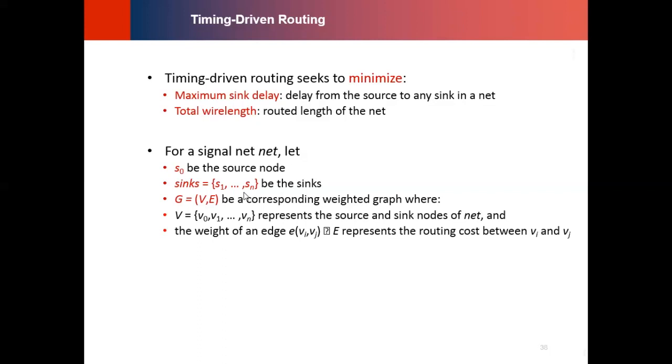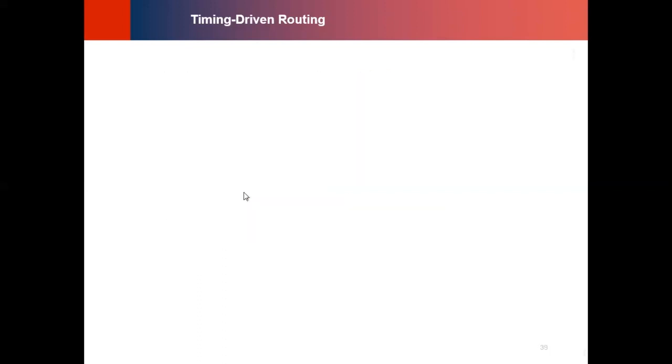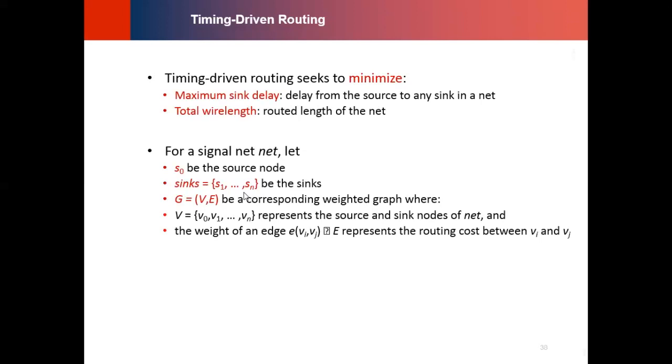Let there be n sinks denoted by S1 to Sn. So we will draw a weighted graph G with V vertices and E edges. The vertices V0, V1, ..., Vn will represent the source and the sink nodes of the net, and the weight of an edge between Vi and Vj will represent the routing cost between those two nodes Vi and Vj. So the edge will represent the routing cost.